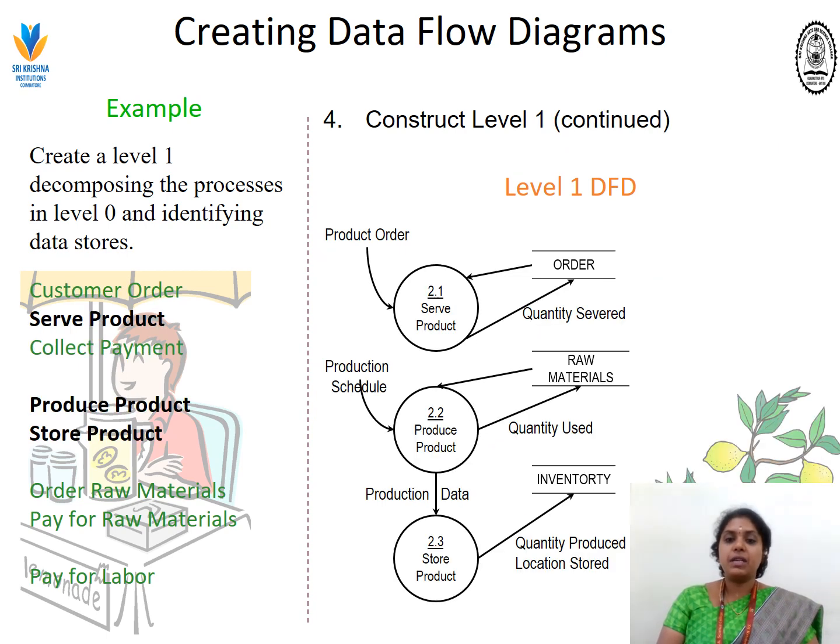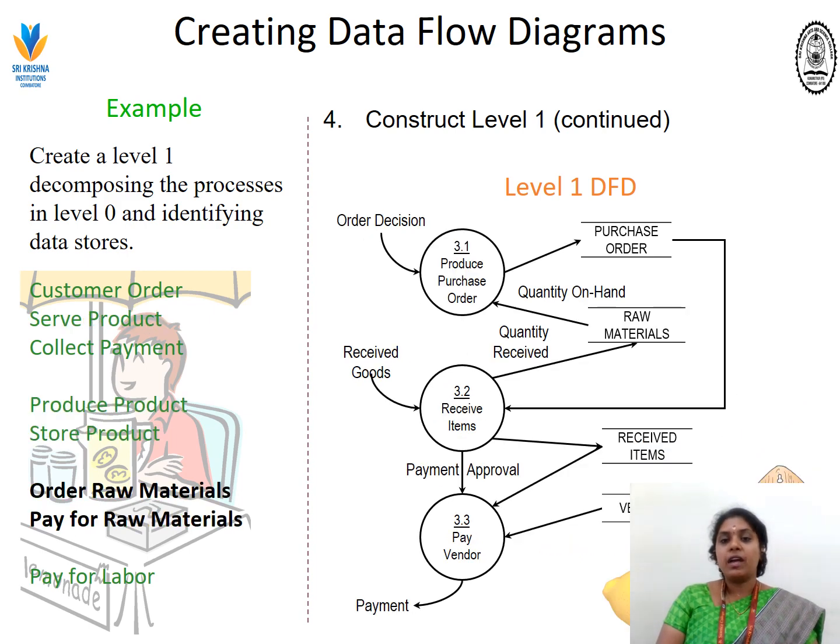Next, we look into the order, the raw materials purchased, and the inventory, which is managed by the vendor. And next will be the orders that have been purchased, the raw materials, the received items, what items have been paid for, and the payroll. Everything will be seen in the next level.